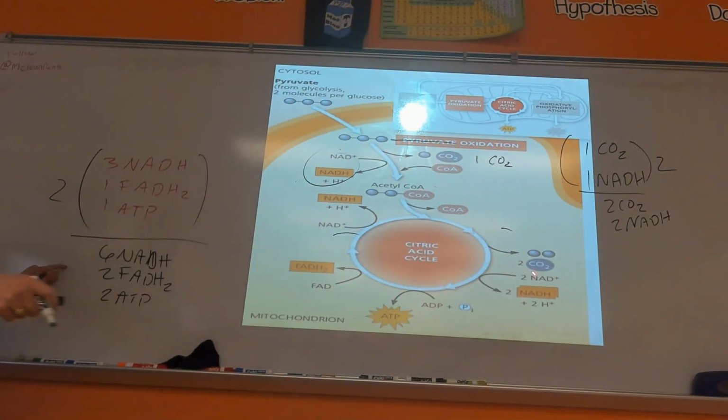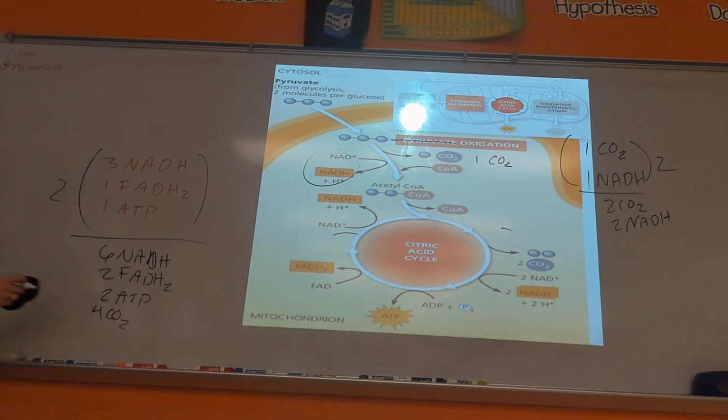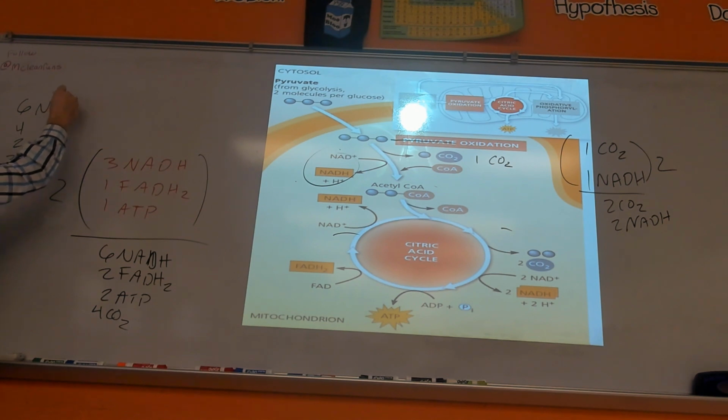Whereas here, I forgot to add the CO2s. You get out 2 CO2s per turn, so you get out 4 CO2s. A helpful way to remember it is you could rewrite this as 6, 4, 2, 2. So 6 NADH, 4 CO2, 2 ATP, 2 FADH2s.